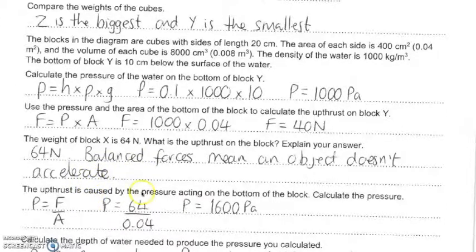So the upthrust is caused by the pressure acting on the bottom of the block. Calculate the pressure. So we know pressure is equal to force over area, so we're going to use 64 newtons as the upthrust divided by our area, which it tells us is 0.04 meters cubed of one of the sides. That gives us 1600 pascals.